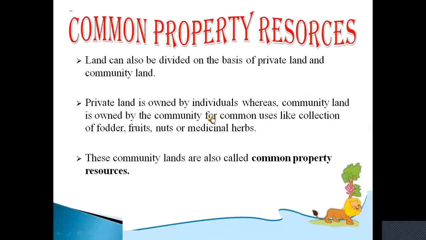Now let us understand what is common property resource. As you all know, children, land can also be divided on the basis of private land and community land. Private land is owned by individuals, whereas community land is owned by the people of the community, commonly for everyone, and they can use it for collecting of water, fruit, nuts, or medicinal herbs. These community lands are called common property resources.